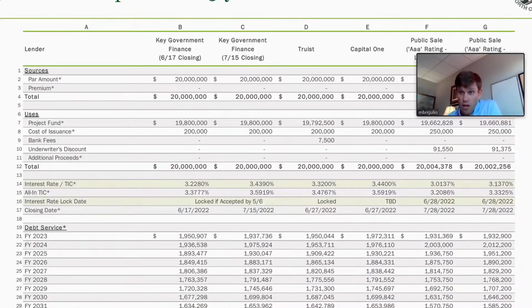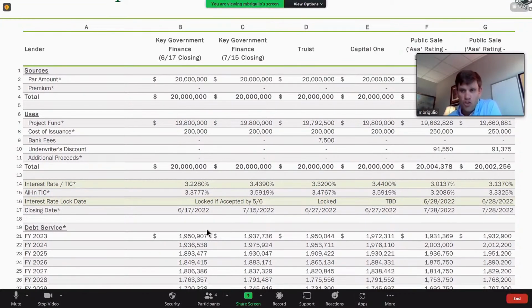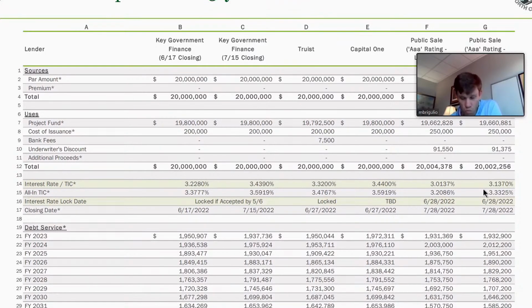So these public sale interest rates are based on market interest rates as of today. And they are informed by the last North Carolina GO bond sale, which occurred last Tuesday. That was for the town of Morrisville, which was a AAA rated bond issuance, so slightly better rating than we're estimating Jackson County would be rated.